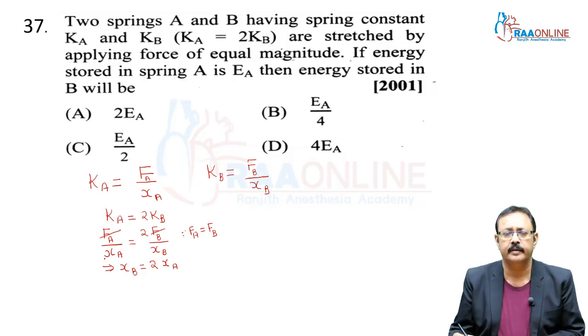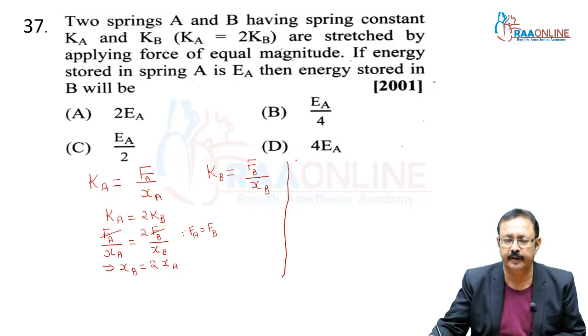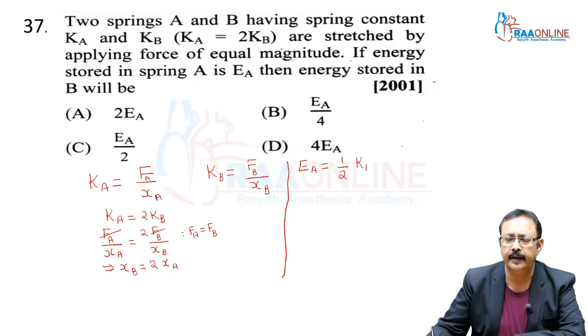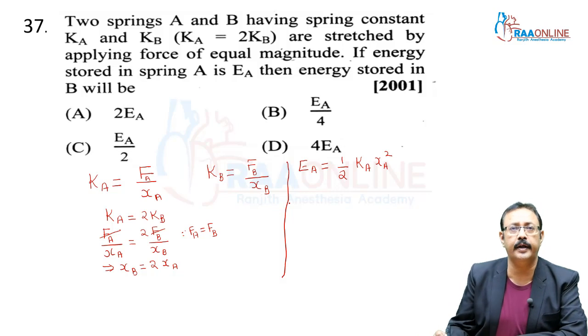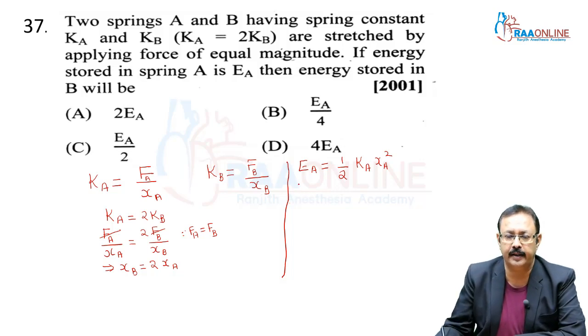We want to calculate the energy stored in B first, in terms of the energy stored in A. So first we will write what is the energy stored in A. Ea means energy stored in A. It should be half K X square. So I know Ea in terms of Ka and Xa. So I will calculate Eb in terms of Ka and Xa. Then only I can guess what multiple of Ea, Eb is.